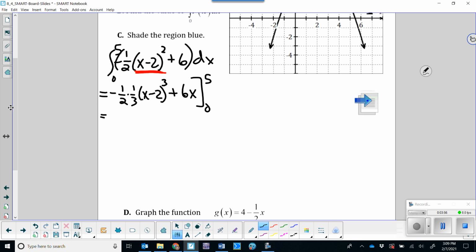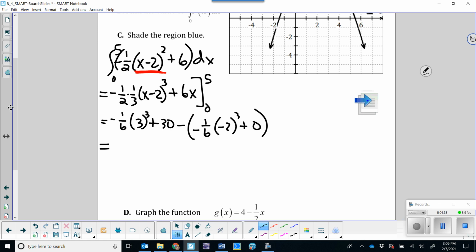Let's go ahead and finish, because we need the practice. So it's -1/6 times 5 minus 2, which is 3 cubed, plus 6 times 5, which is 30, minus, in parentheses, -1/6 times -2 cubed plus 0. Remember always to plug in 0 and make sure whether it's actually 0 or not, because it's not always. A lot of times we want to automatically say, oh, plugging in 0 doesn't do anything, but it does sometimes, so we need to practice that.